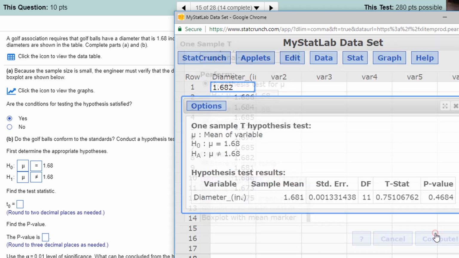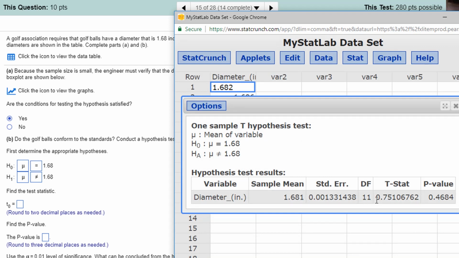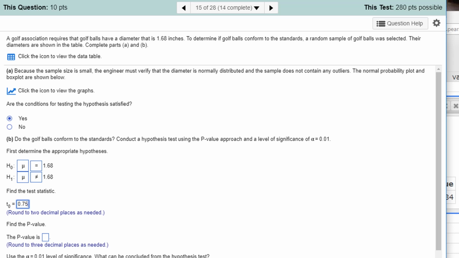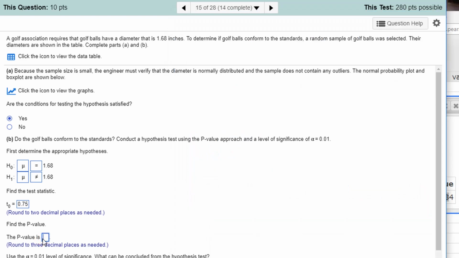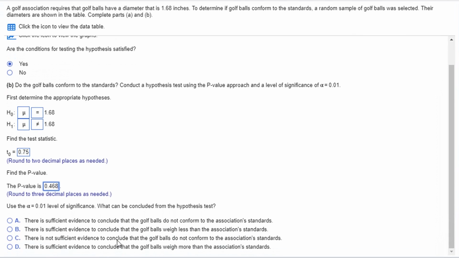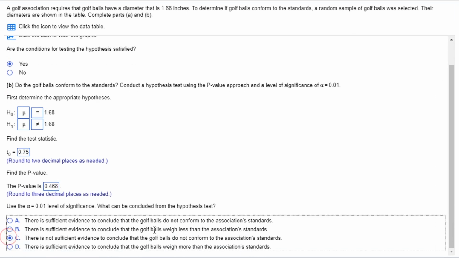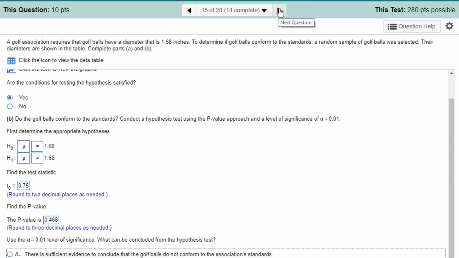That's fine. Let's compute. Well, I got a test statistic of 0.751. To 2 decimal places that would be 0.75. And then the p-value is going to be 0.468 to 3 decimal places. So let's copy that and paste it over. That's a pretty big p-value. There is definitely not sufficient evidence to conclude that golf balls do not conform. These golf balls seem to be within the standards. I would need this p-value to be extremely small, less than 0.01, to reject the null hypothesis, and that's not the case.